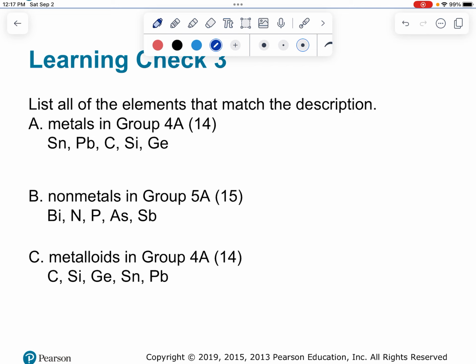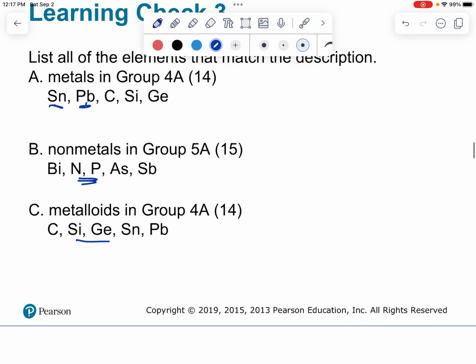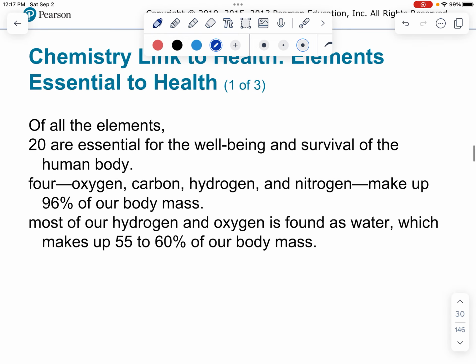Okay, so which of the following elements match the description? Metals in group 4A. So you're going to look at 4A, and that would include Sn, which I think is tin, and lead. Nonmetals in 5A, those are going to be nitrogen and phosphorus. Metalloids in group 4A, silicon and germanium.